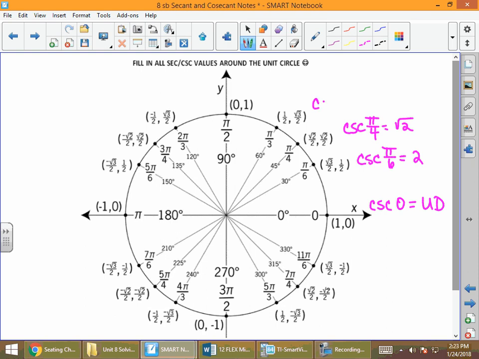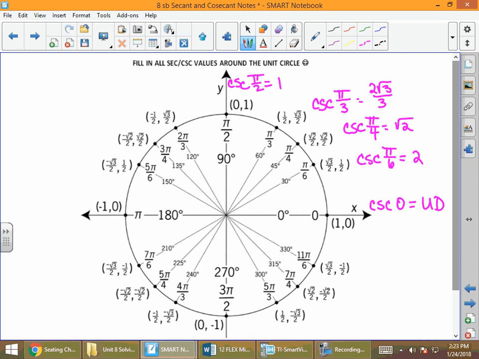And cosecant of pi over 3 is the reciprocal of the square root of 3 over 2, which is 2 over the square root of 3. And when we simplify that, we get 2 radical 3 divided by 3. Cosecant, if I can write it, cosecant of pi over 2 is the reciprocal of 1, which is 1.